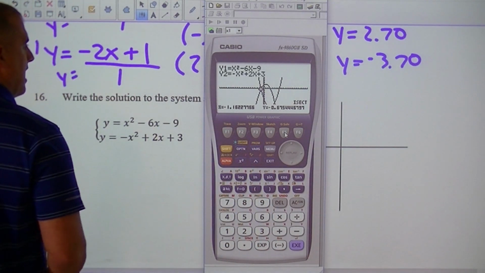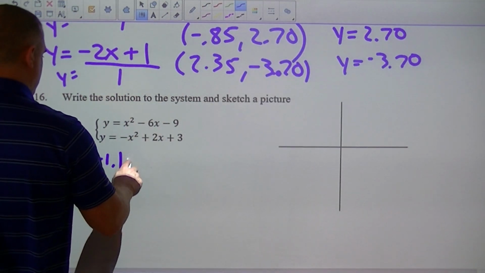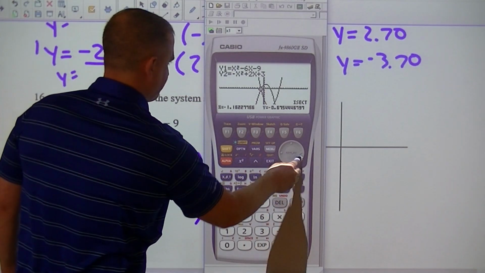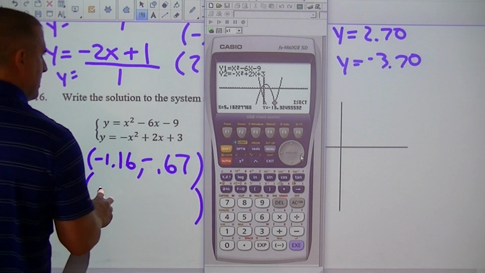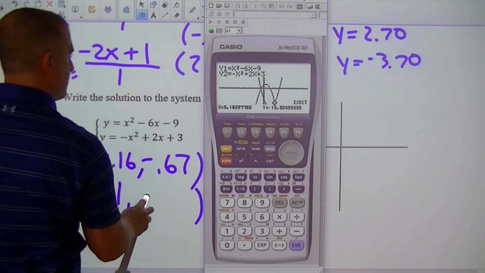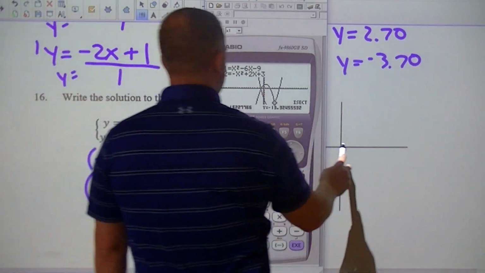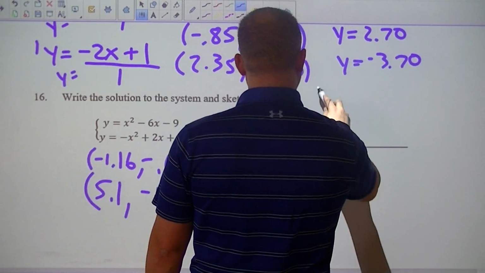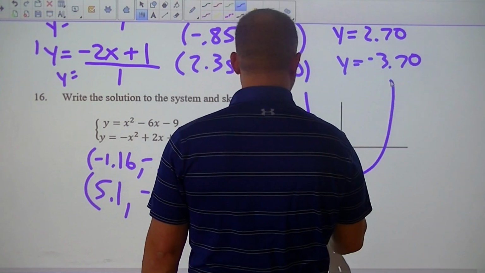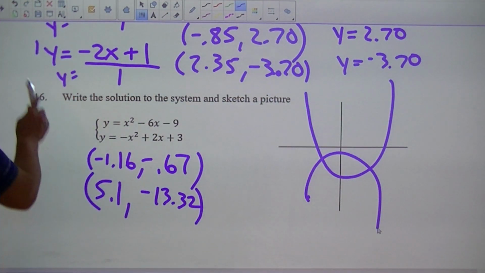G solve intersect. I got negative 1.16 and negative 0.67. This other one would be 5.16, negative 13.32. 5.16, negative 13.32. Okay? And what I would do very simply, I'm not going to be overly picky on this. What you would do is something like this. All right? You go here, right? And you would do something like that. If you do something like that, I'd be fine with it as long as it resembles a picture.